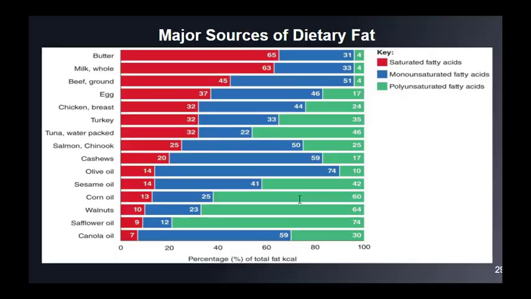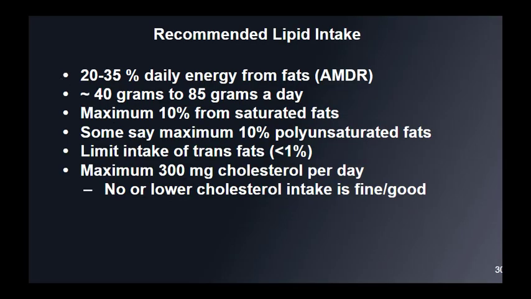Okay, so in terms of fat consumption, our acceptable macronutrient distribution range should be in the range of 20 to 35%. No more than 10% should be coming from those saturated fats. Some also say we should be limiting our polyunsaturated fats to up to 10%. You really don't want to be consuming any trans fat, or at least keep it less than 1%. And you want to also reduce your total cholesterol consumption. Our bodies produce their own cholesterol for making things like vitamin D and the sex hormones, so you don't need to take in any cholesterol, but if you do, no more than a maximum of 300 milligrams.